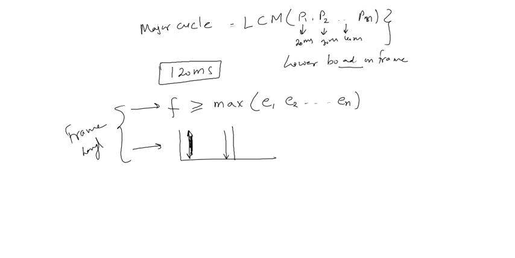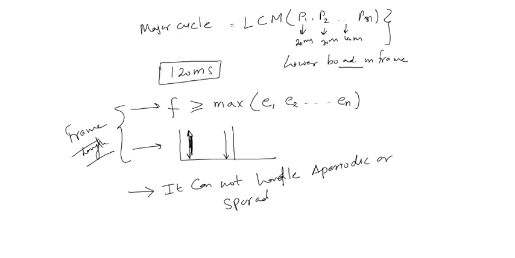Okay, so these are basically the types of clock driven schedulers, and the disadvantage of a clock driven scheduler is that it cannot handle aperiodic or sporadic tasks. Okay, and it cannot provide preemption also.